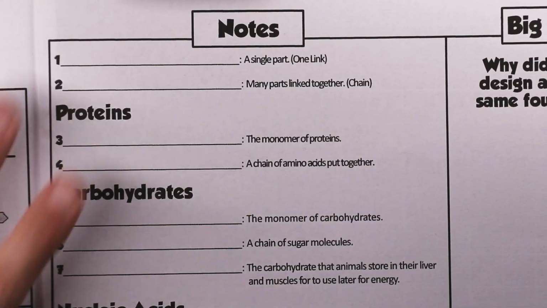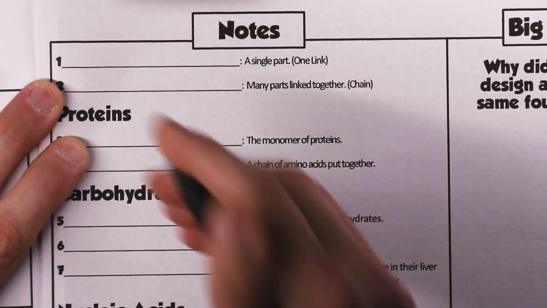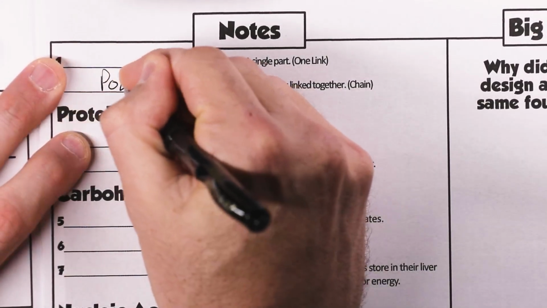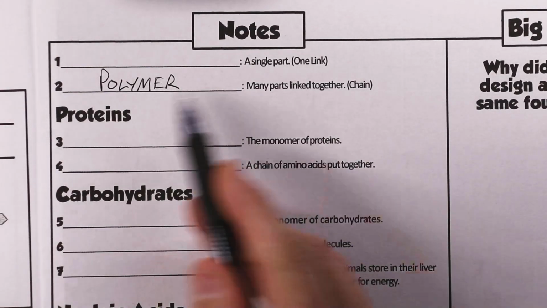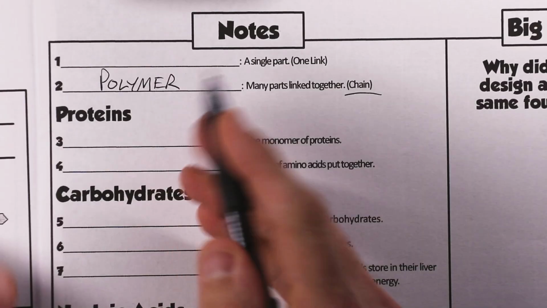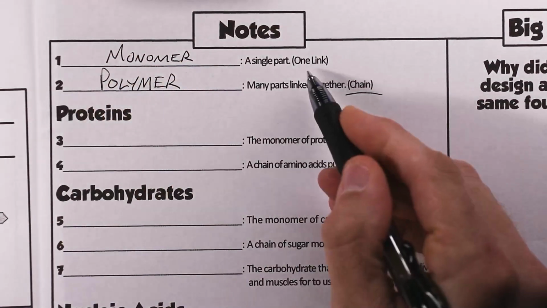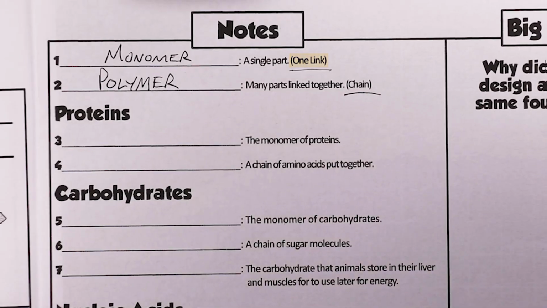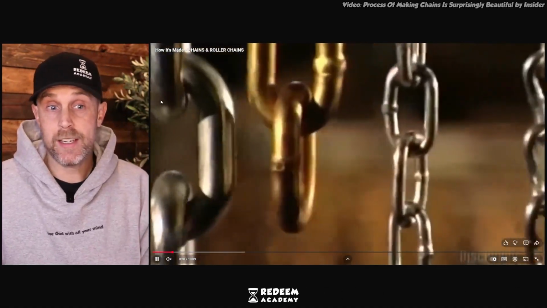Let me explain how these biomolecules work. The first thing you need to know is that all of the biomolecules minus 1 are actually called polymers. And a good metaphor for a polymer is a chain. Polymers are made of monomers, and a monomer is just one link in a chain. Words help a little bit, but let's watch a video of a chain getting made, and that's going to help you understand a little bit better.